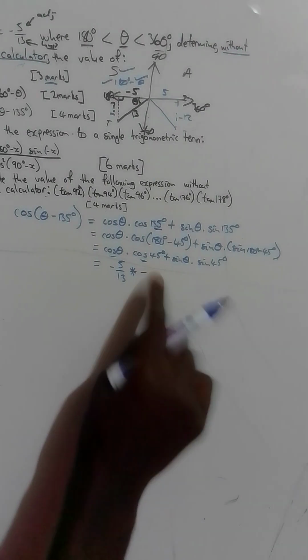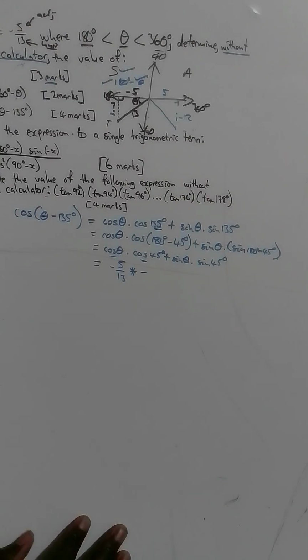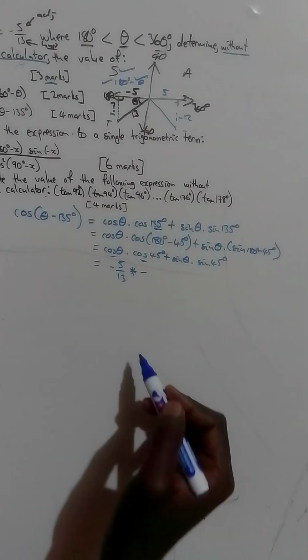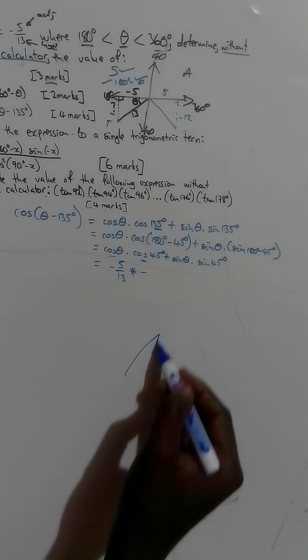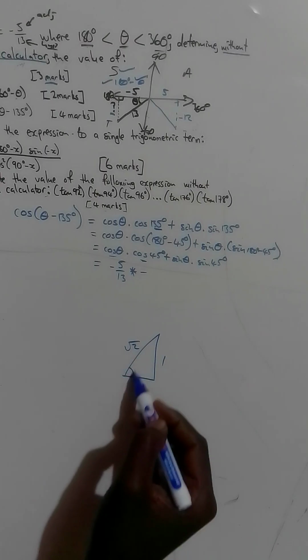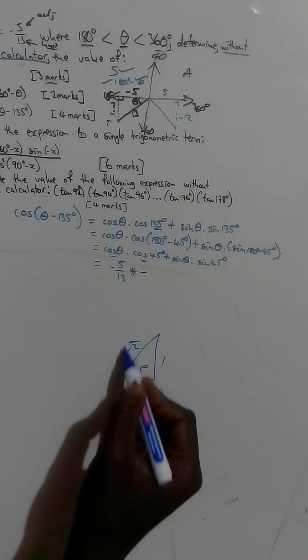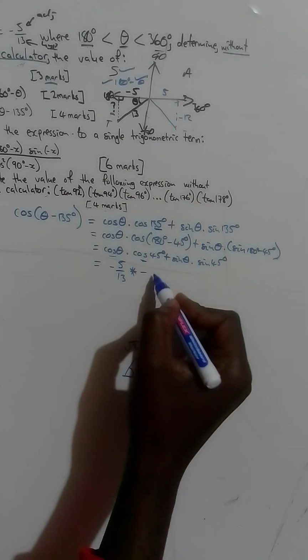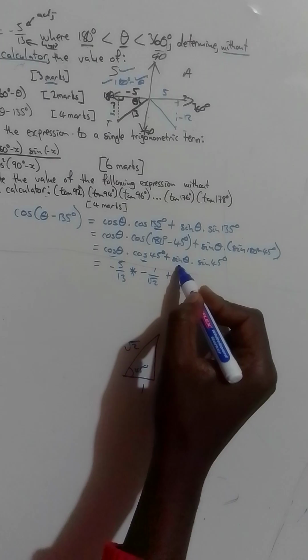What is cos 45? We're now going to use the triangles of special angles, right? So I'm going to use an isosceles triangle. And my isosceles triangle looks like this, with sides 1, 1 and square root of 2. I have got adjacent over hypotenuse, which is negative 1 over square root of 2.